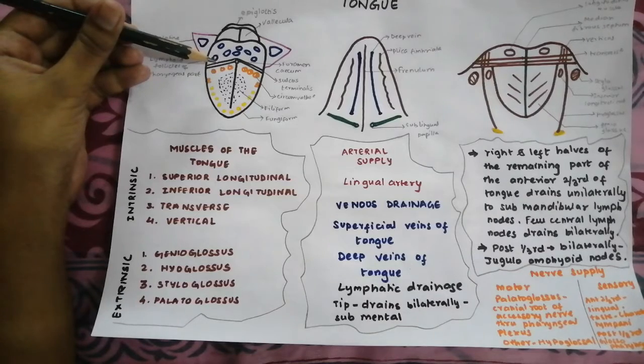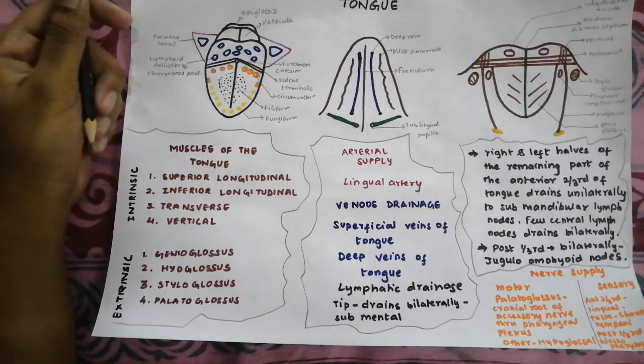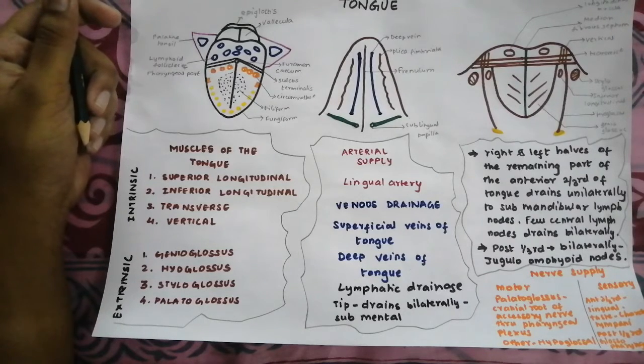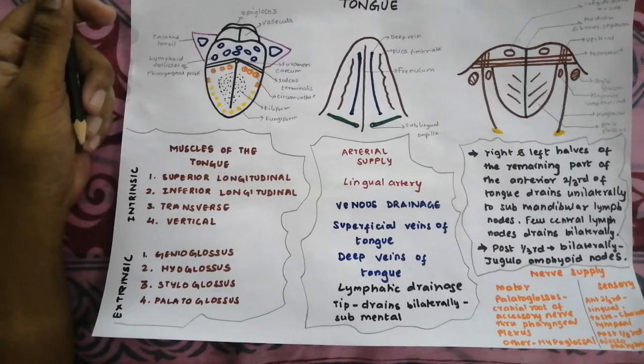All the muscles of the tongue are supplied by the hypoglossal nerve, except palatoglossus, which is supplied by the cranial root of the accessory nerve through the pharyngeal plexus.